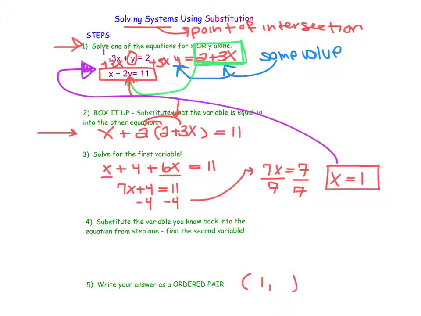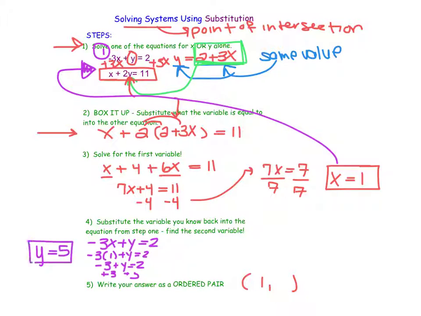So say I pick the first equation here. So I have negative 3x plus y equals 2. So here it would be negative 3, I know x is 1, plus y is equal to 2. So I have negative 3 plus y equals 2. I need to get y alone, so I add 3 to each side, and I find y is equal to 5.